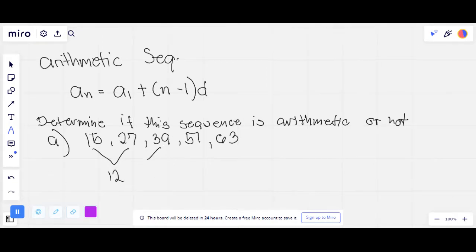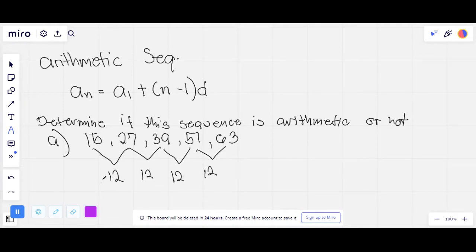Now let's get the difference of 39 and 27. If we subtract 27 from 39, we get a difference of 12 also. And if we subtract 39 from 51, that should be 12 also. Then if you subtract 51 from 63, that should be 12.